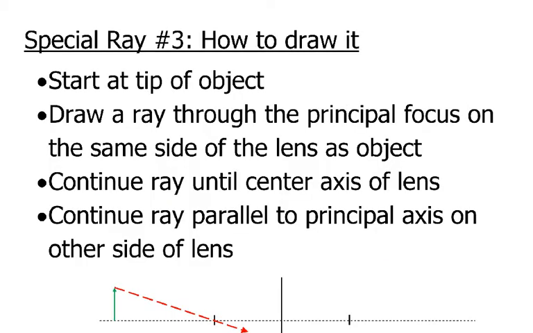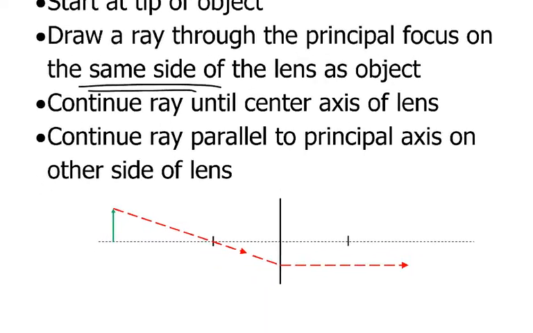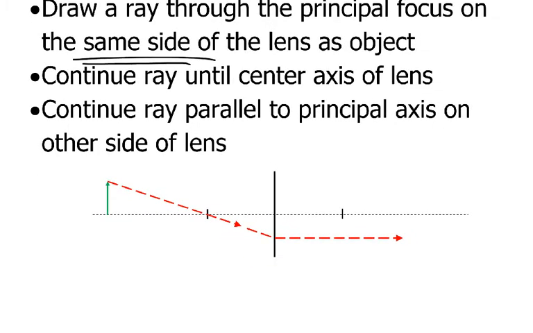Alright, third special ray. A little bit more complicated on this one. This one is the reverse of special ray number one, and I'll explain that in just a second. So four steps. Start at the tip of the object, draw a ray through the principal focus on the same side of the lens as the object. Then you're going to continue the ray until the center axis of the lens, and then you will bend the ray parallel to the principal axis on the other side of the lens. Just like that.